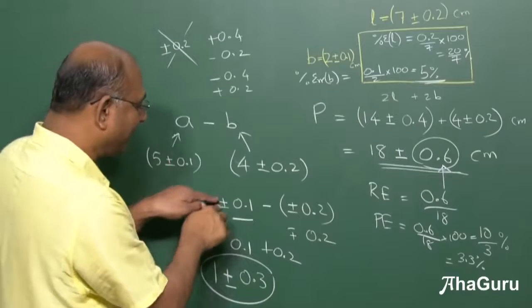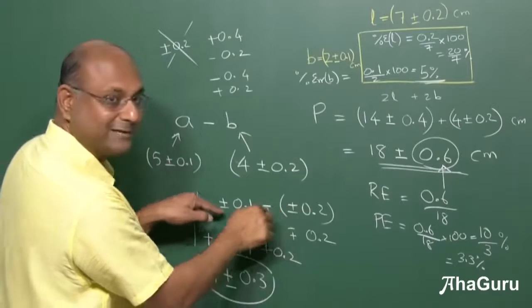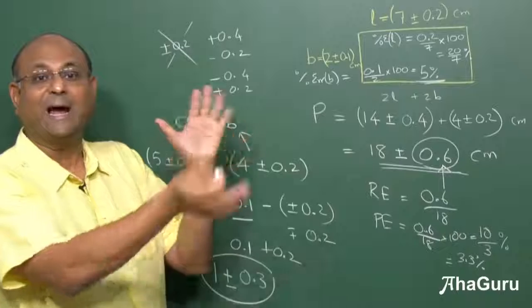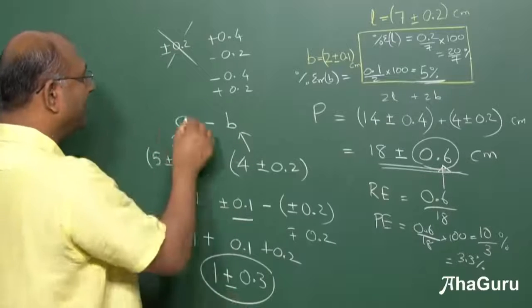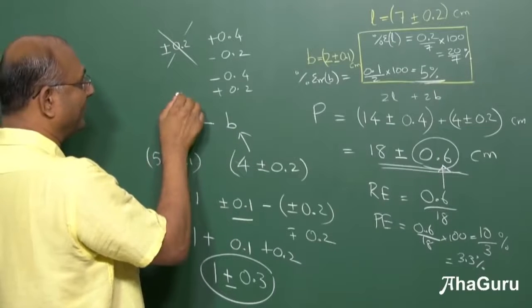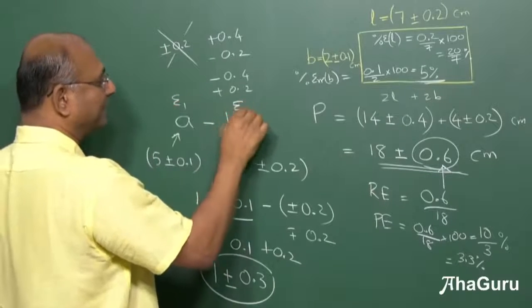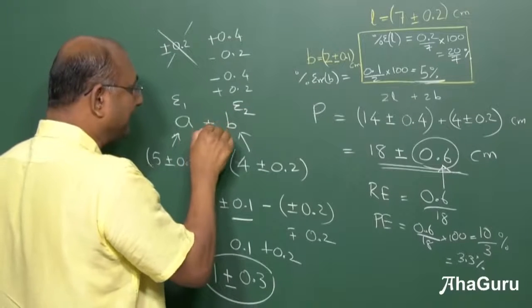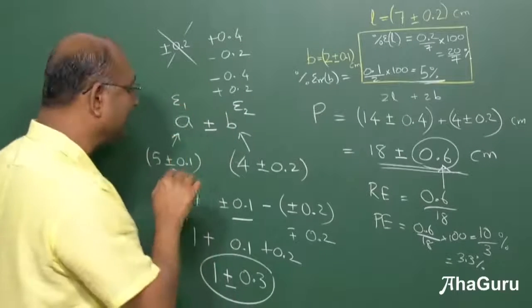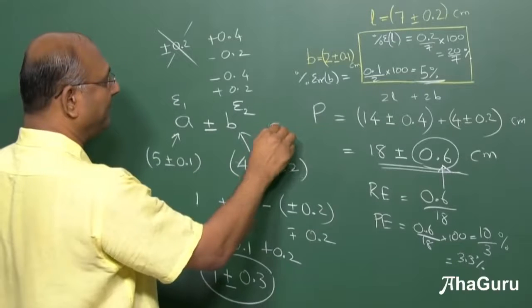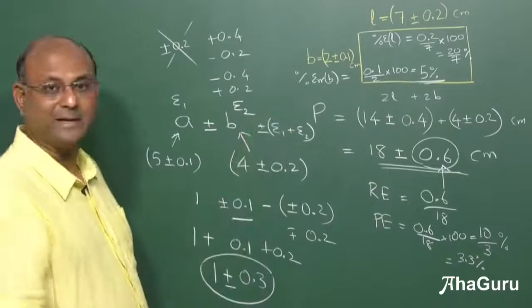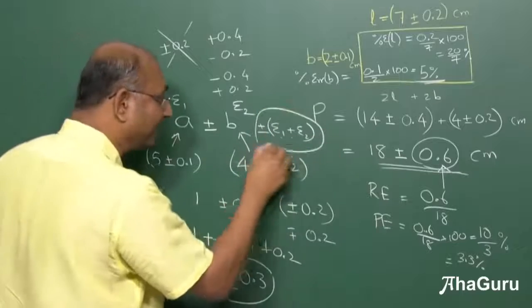Always remember the fact that this is plus or minus, it doesn't matter whether this was minus or plus. The worst of this, the worst of that, just simply add the two errors. So if A has an absolute error of E1, B has an absolute error of E2, whether it is A plus B or A minus B, the errors will be E1 plus E2, plus or minus. This would be the absolute error.